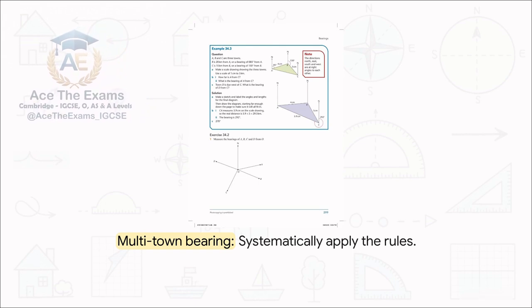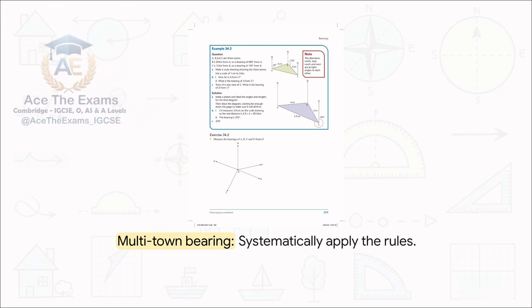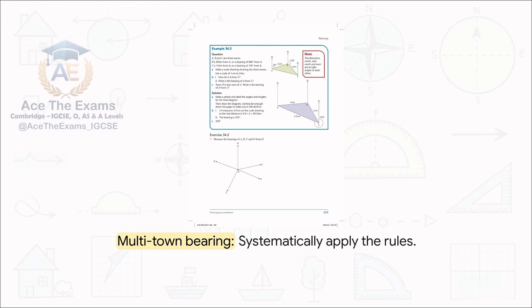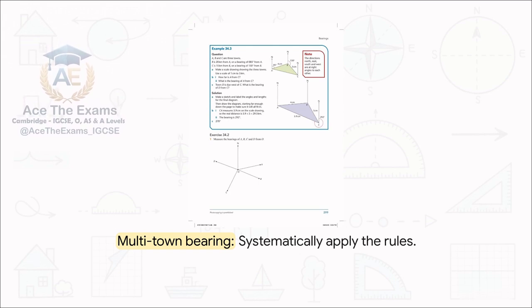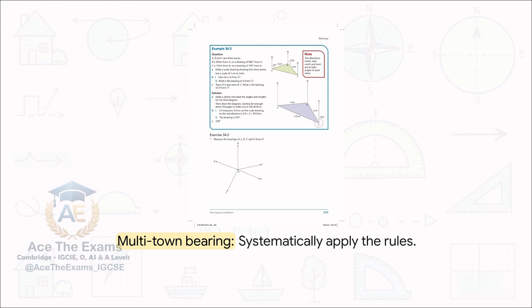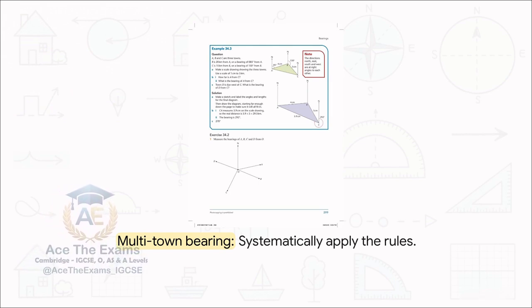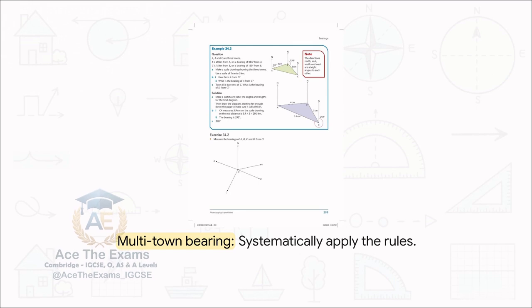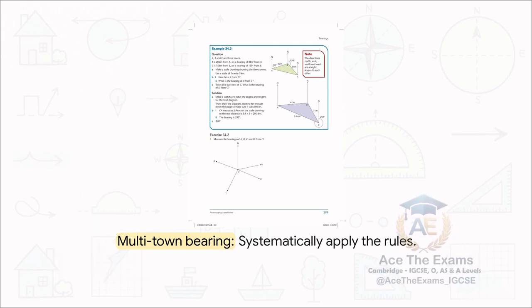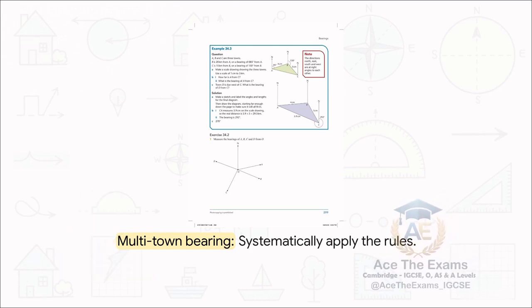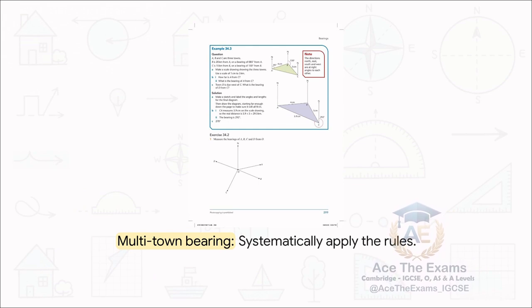Now, at Town B, what do you do? You draw another north line. This right here is where Sam failed. He measured from the previous connecting line instead of drawing a fresh north line. Draw north at B. Measure 150 degrees clockwise. The distance is 15 kilometers, so divide by 5 to get 3 centimeters. Draw a line 3 centimeters long. Boom, you found Town C.